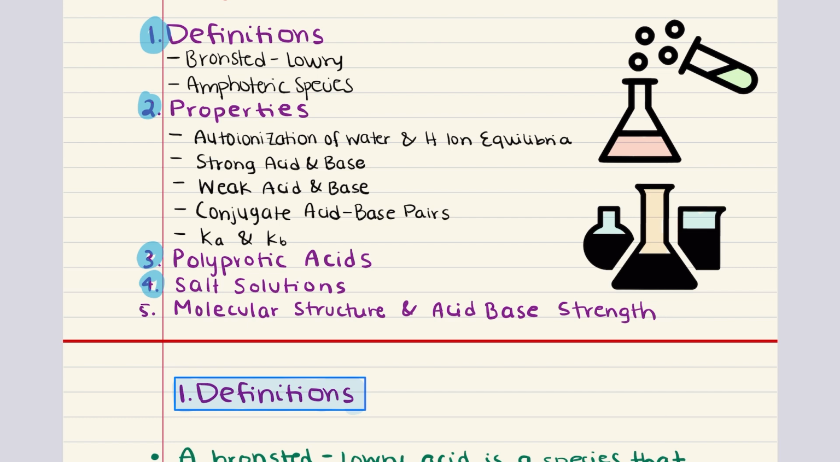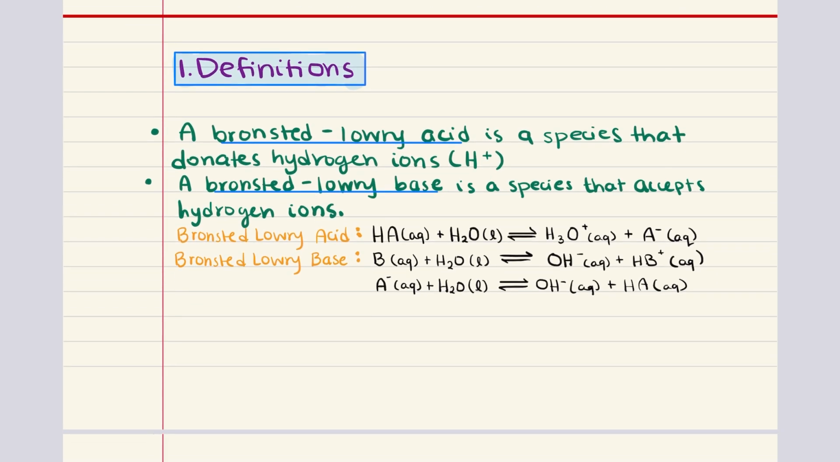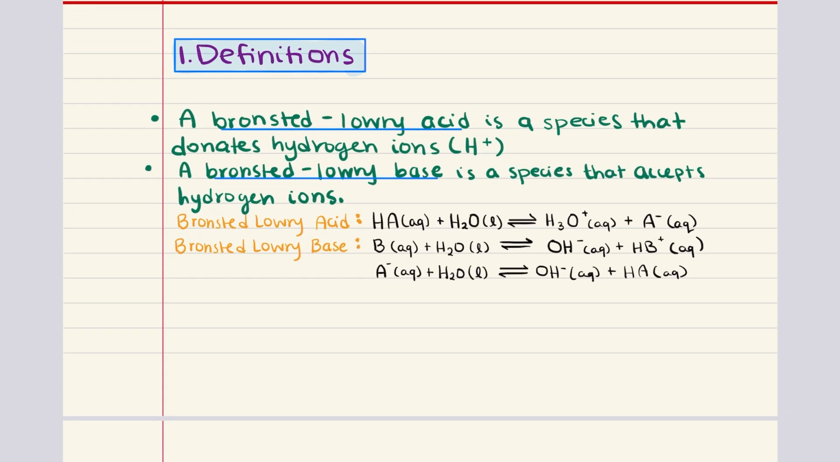Then our last objective is titled molecular structure and acid-base strength. So here we're going to link molecular structure to acid-base strength. The structure of a molecule, including the electronegativity of atoms and bond polarity, plays a crucial role in determining whether a substance will behave as a strong or weak acid or base. Now, with this introduction, let's go ahead and get started with the first objective.